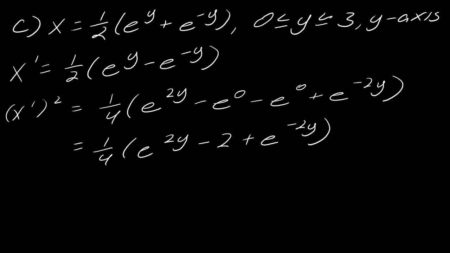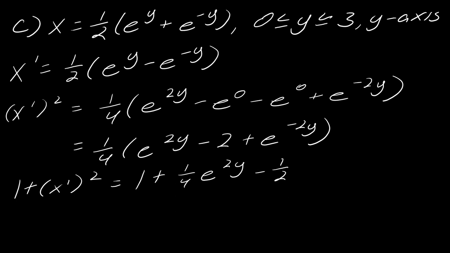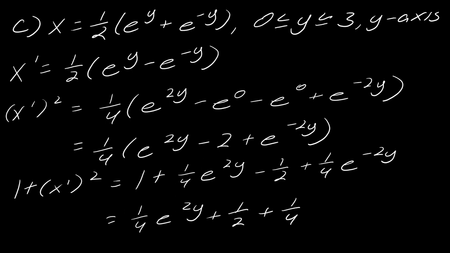Okay, so at this point now, I want to go ahead and just add 1 plus x prime squared. I'm going to go ahead and actually distribute that 1/4 for a second, because that will help me figure out what I need to do next. So this is my distributed 1/4. When I add the 1, that just flips the negative 1/2 to a positive 1/2.